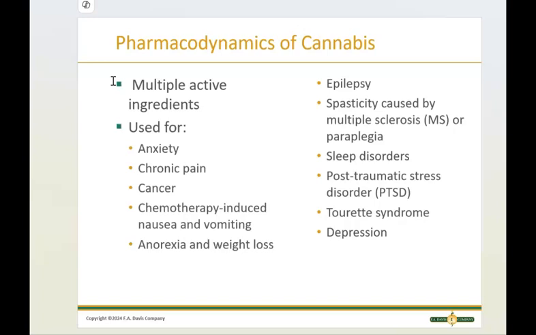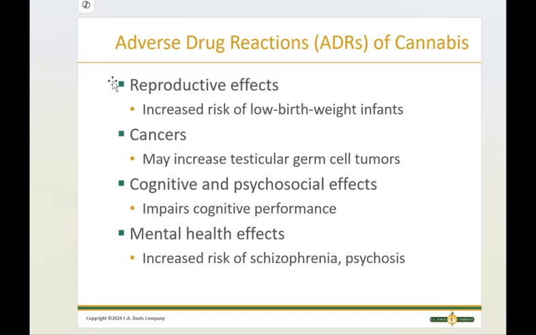National surveys have shown that 7% of adults are using cannabis medically. Those using cannabis medically most commonly report they use it for anxiety, insomnia, pain, and depression. It can be used for epilepsy, spasticity, sleep disorders, PTSD, Tourette's, depression, cancer-induced nausea and vomiting. There are a lot of indications out there now for how we could use cannabis.